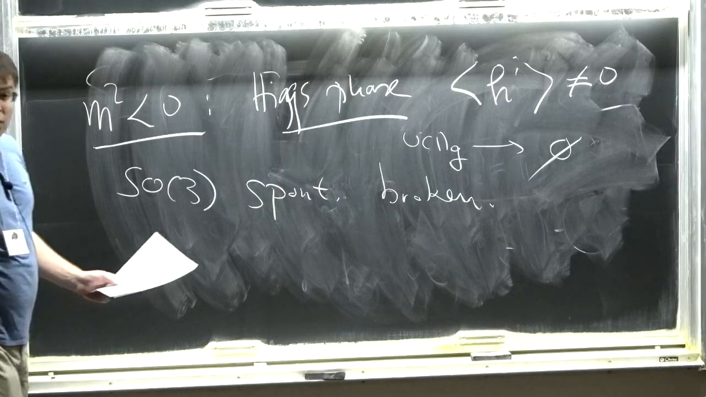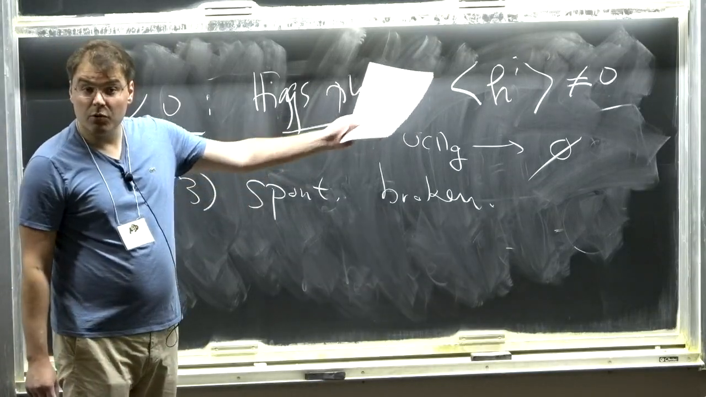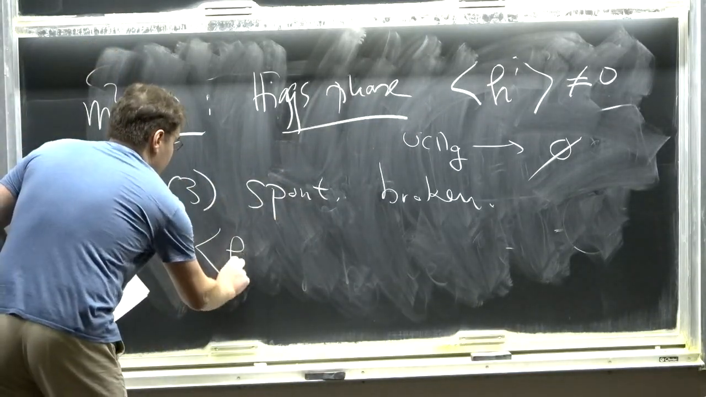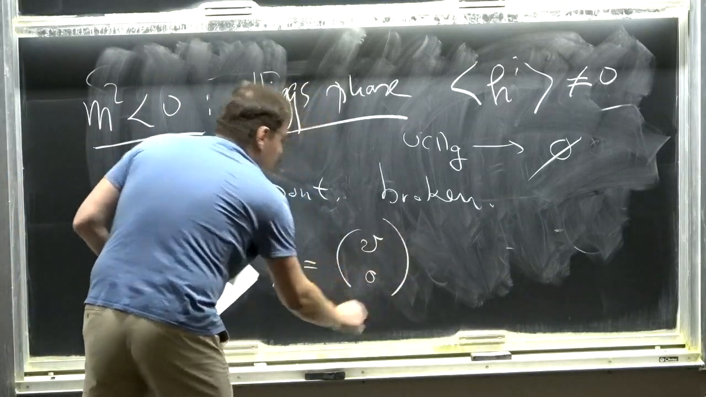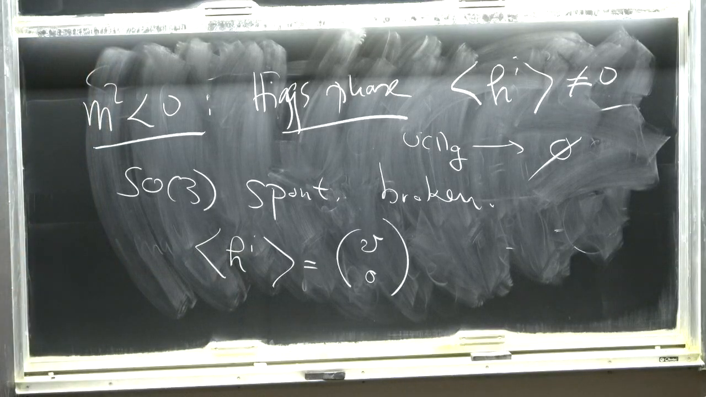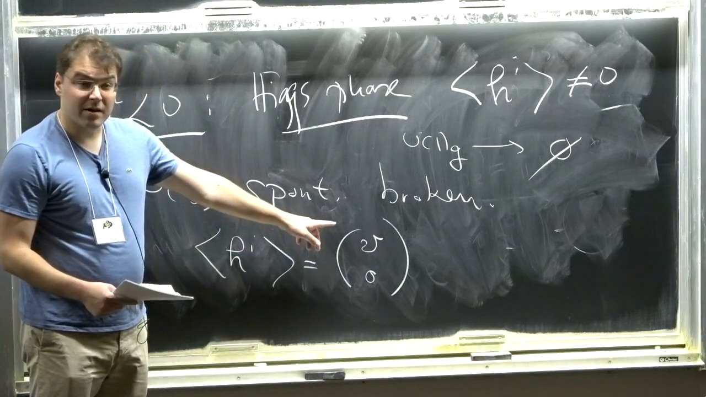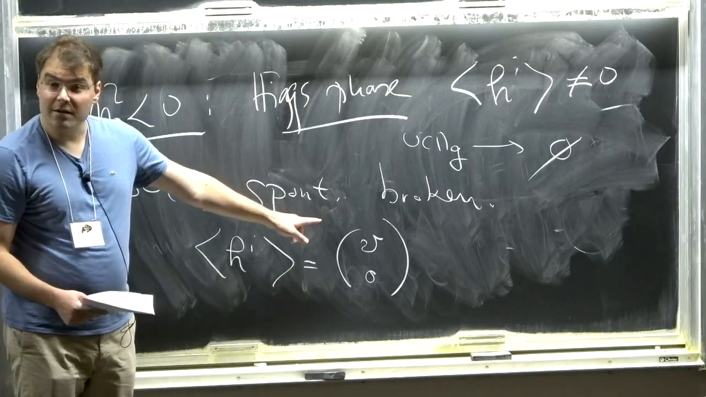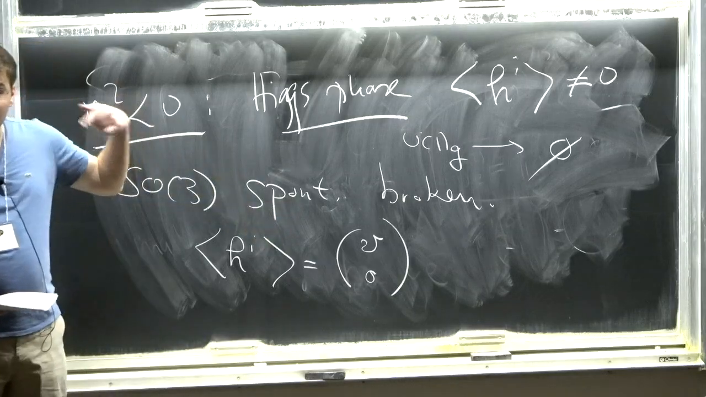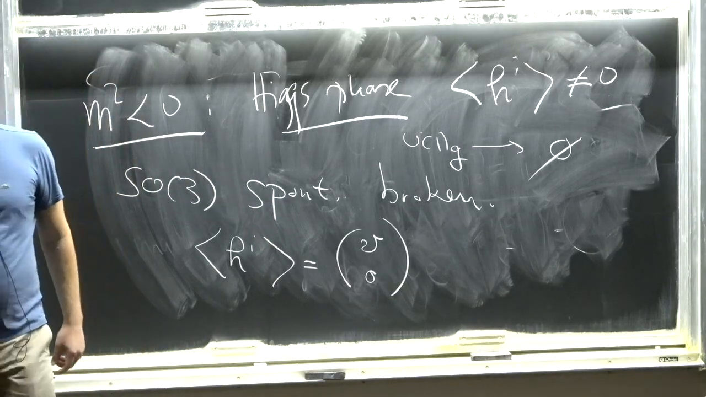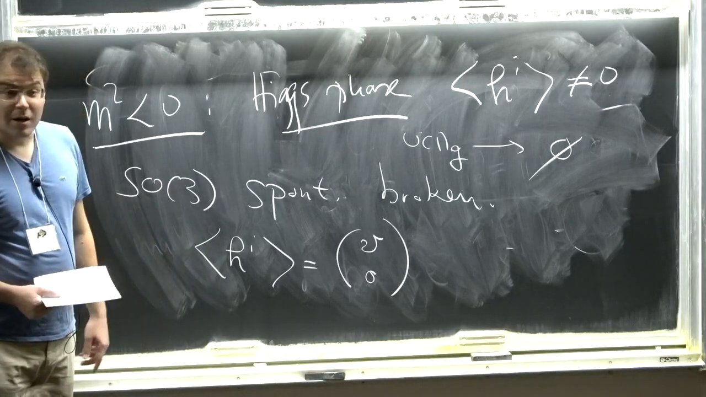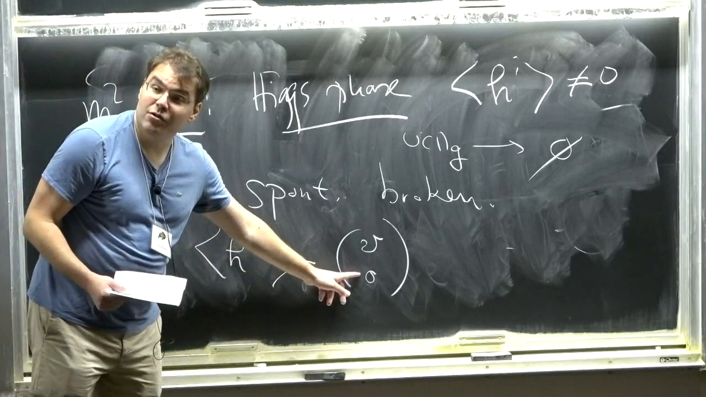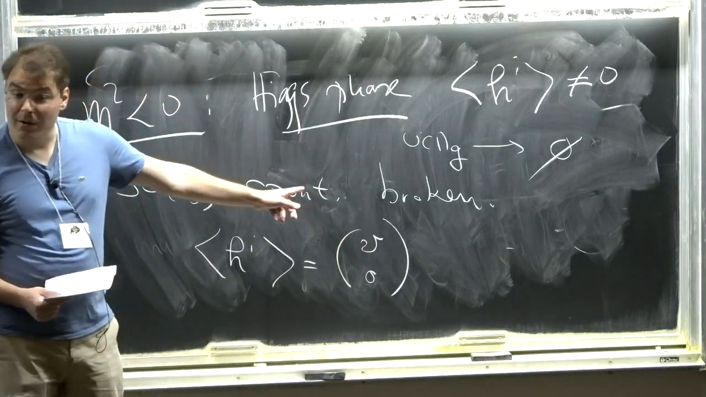To analyze that, let's use an SU2 or an SO3 rotation to put H in a simple form. Let's pick a form where the value of H is just V, 0. You can always do that since H is a doublet. Okay? Now, in this presentation, there are two interesting U1s that act on H. There's the U1 gauge symmetry, which acts on V by phases. And there's the Cartan of the SU2 flavor symmetry, which acts on H like the Cartan does. But because the second component of H is 0, it also just acts on V by phases.